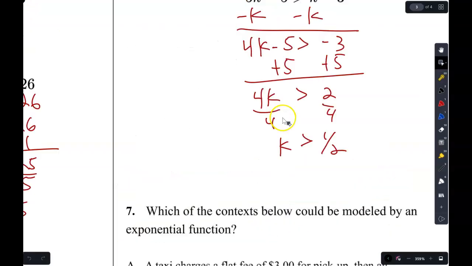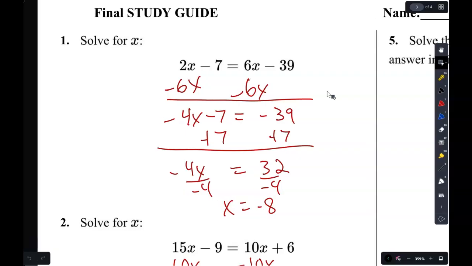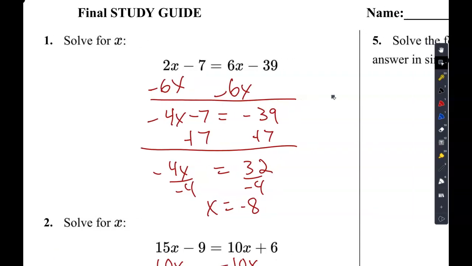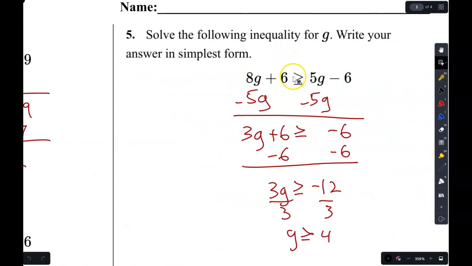All right. Now let's take a look at a couple of inequalities. Okay, so here, this is the same thing as we did in the first problem, except instead of having an equal sign, it's going to be an inequality. All the rules are the same except for one, and I'll get to that in a minute. So here, we're going to subtract 5g on both sides, moving the letters to the left like we did before. 8g minus 5g is 3g. We're going to bring down the 6, bring down the -6, move the numbers to the right, do the opposite of that, which is subtract 6 on both sides.